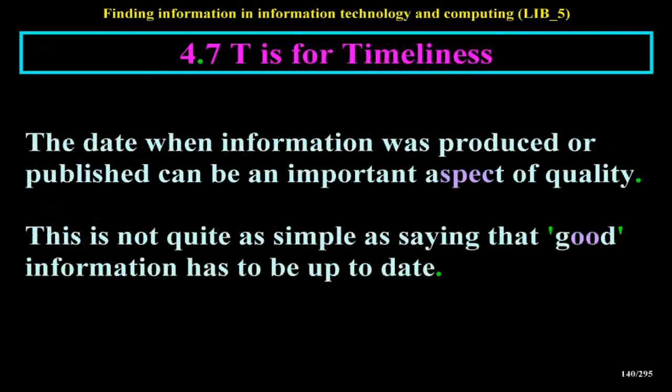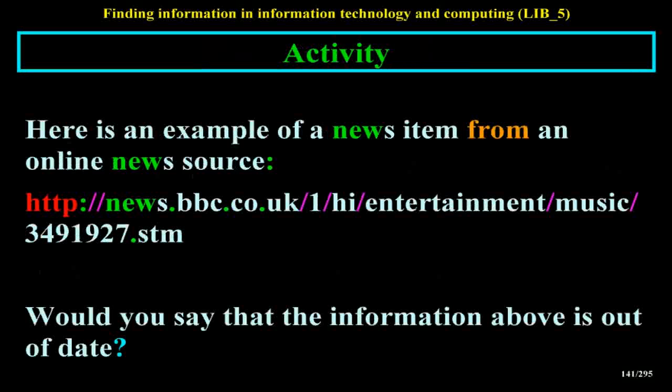4.7 T is for timeliness. The date when information was produced or published can be an important aspect of quality. This is not quite as simple as saying that good information has to be up to date. Activity. Here is an example of a news item from an online news source.